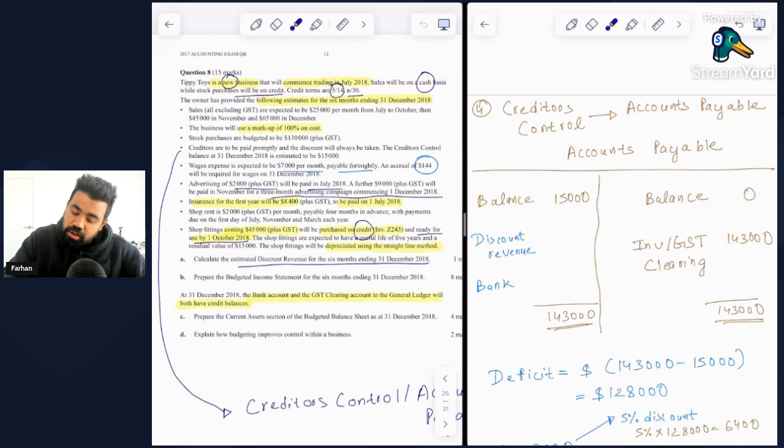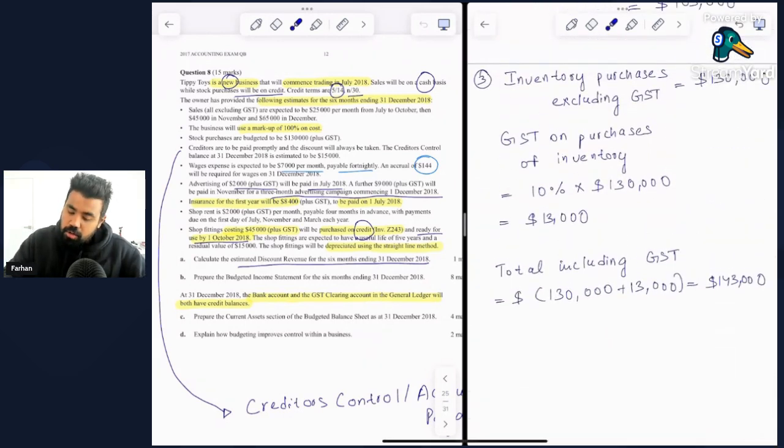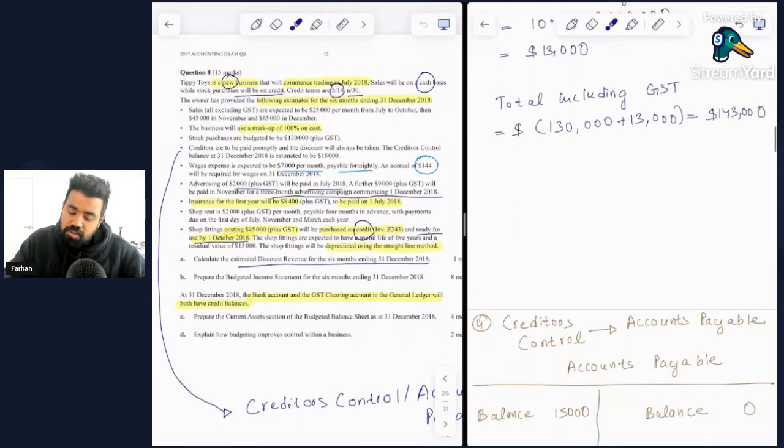Next, if you check the credit side of the ledger account, you will see that we have included the total inventory purchases, including GST, which is $143,000 based on our calculations for the third information, where the original inventory purchase was $130,000 and the GST on purchases of inventory was $13,000, and together these two gave us $143,000. So this is the amount that we owe our accounts payable.